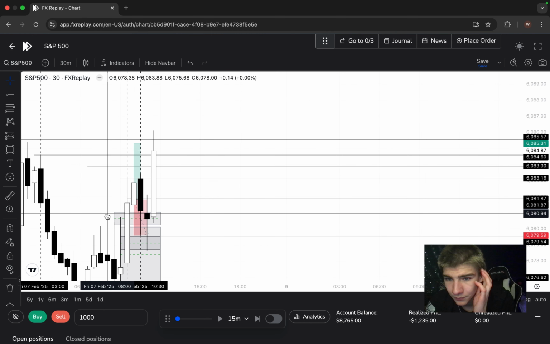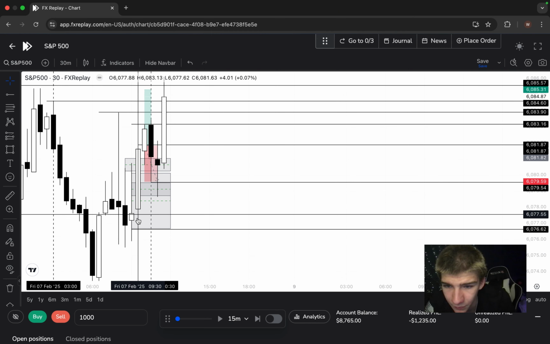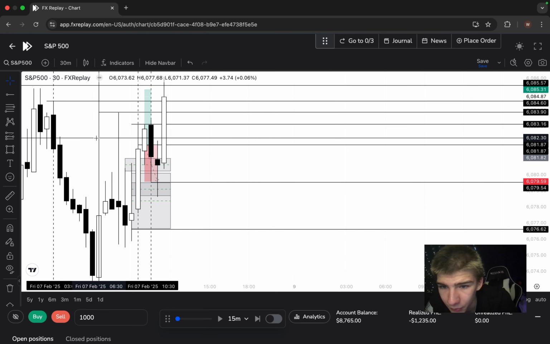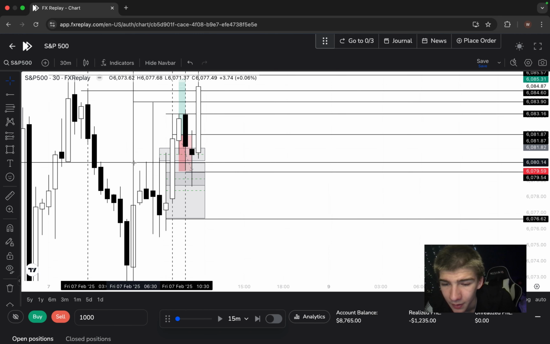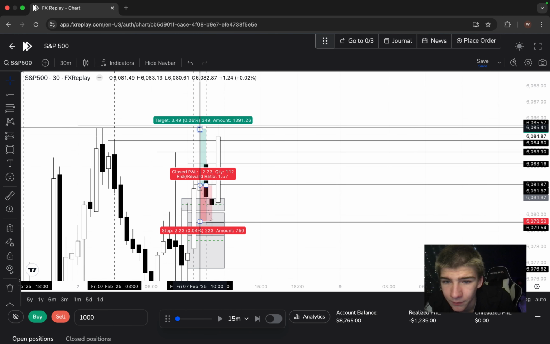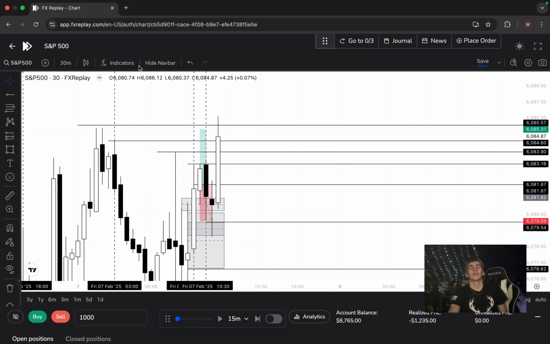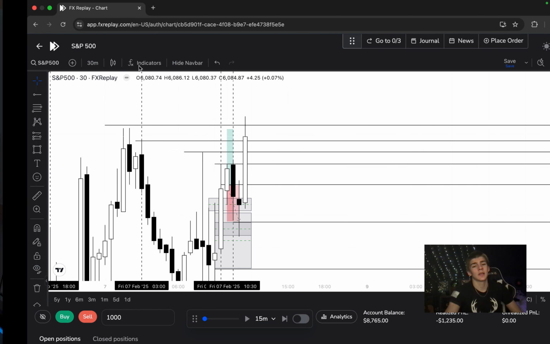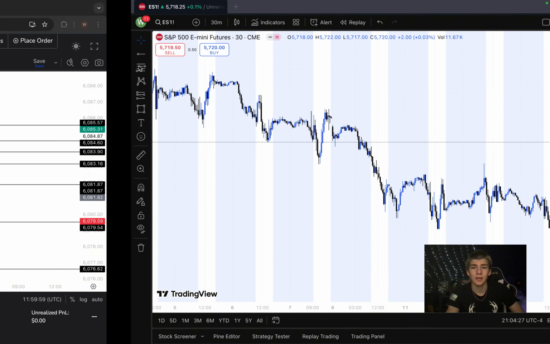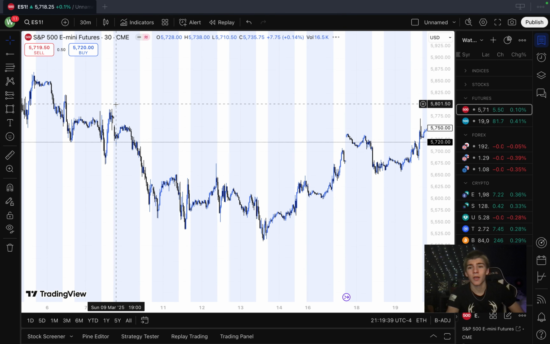So again, look at this retracement down, fills the fair value gap, boom, pushes up. It takes full profit. So that's something you can look at. So that's FX replay. The next one I wanted to show you guys is on the actual charts.